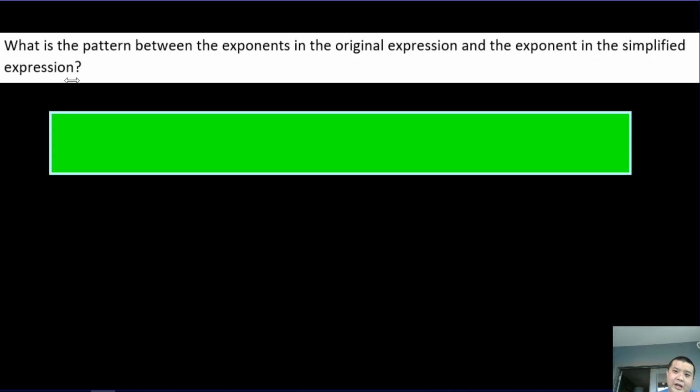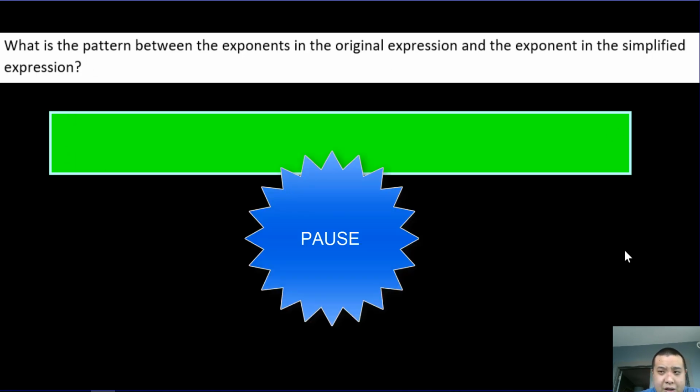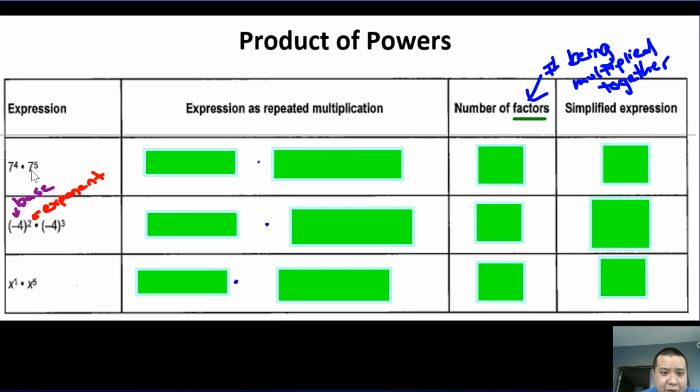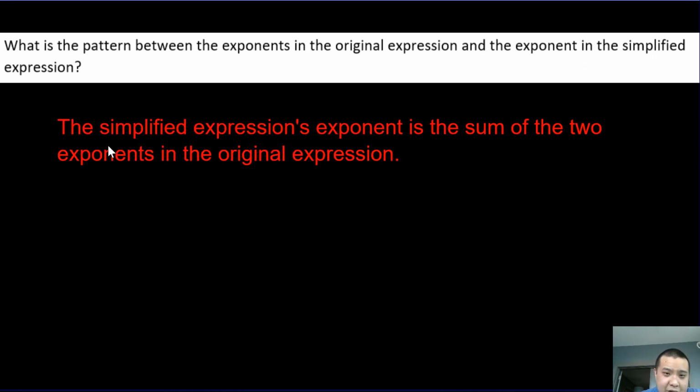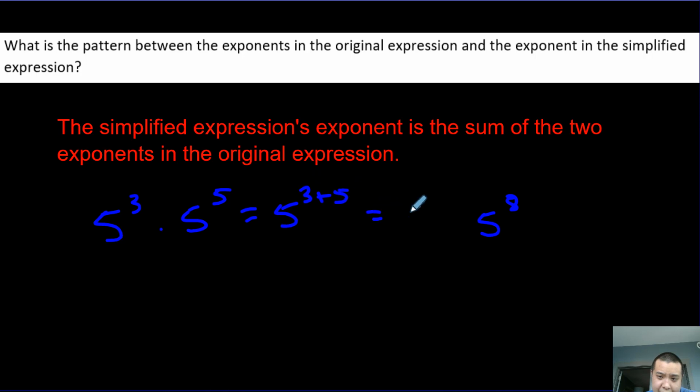So the next question is, what is the pattern between the exponents in the original expression and the exponents in the simplified expression? I want you to write down what you observe. What is the relationship between, for example, 7 to the 4th times 7 to the 5th and our simplified expression 7 to the 9th? What you should have figured out is that the exponents, when you add them together, get you the simplified exponent. So the simplified expression's exponent is the sum of the two exponents in the original expression. For example, 5 to the 3rd times 5 to the 5th is the same thing as 5 to the 8th, because we do 3 plus 5, which gets us 5 to the 8th.